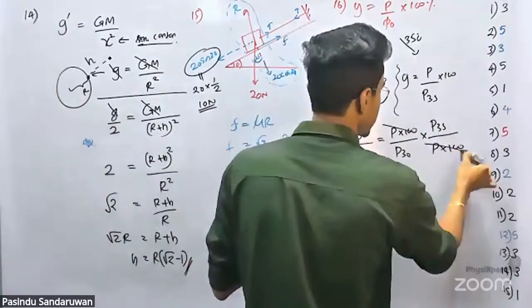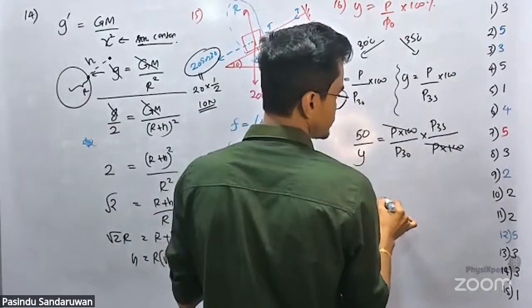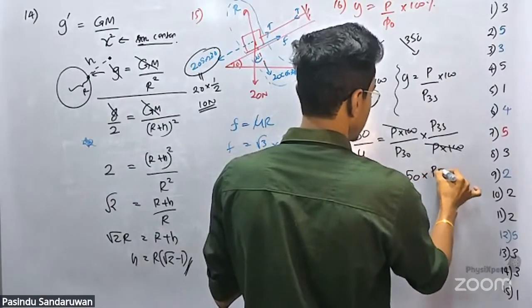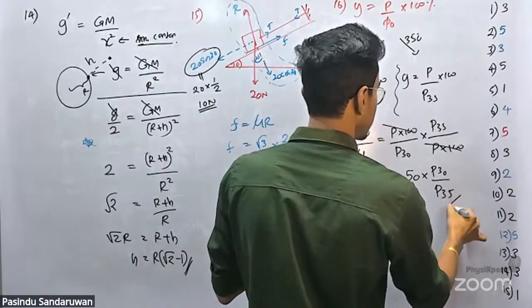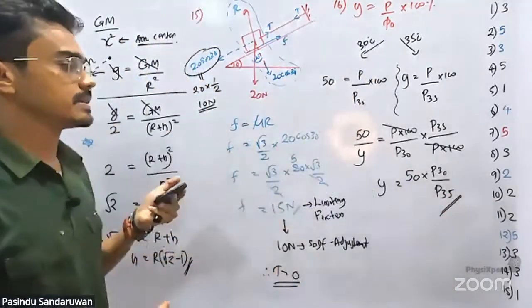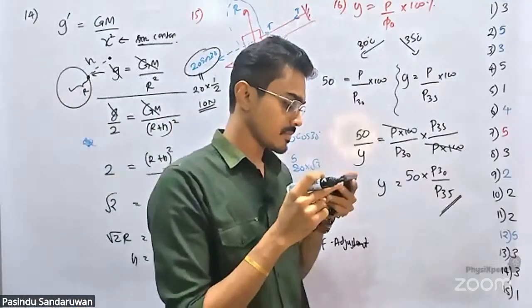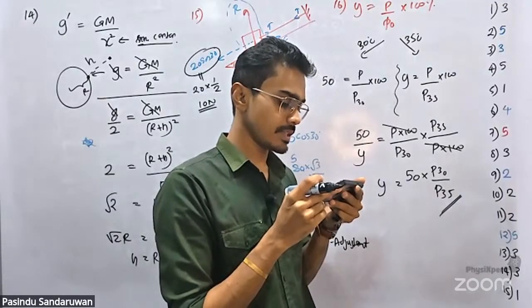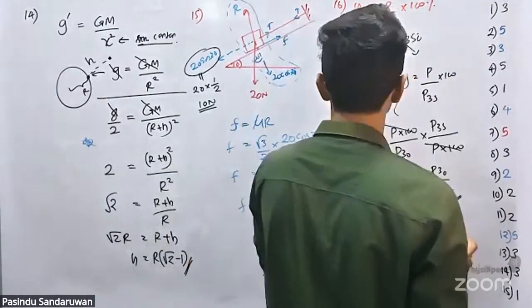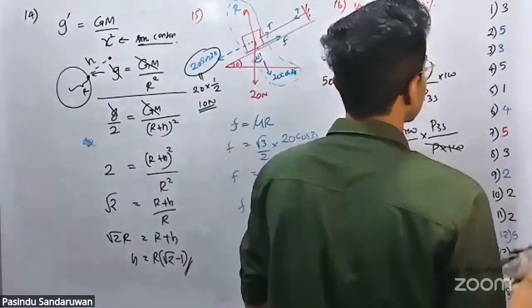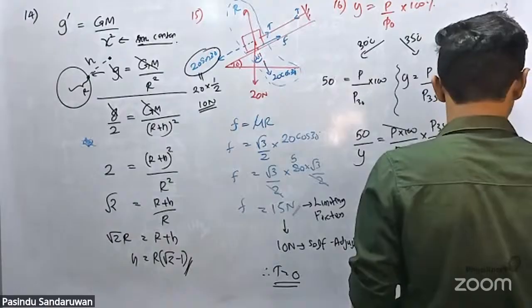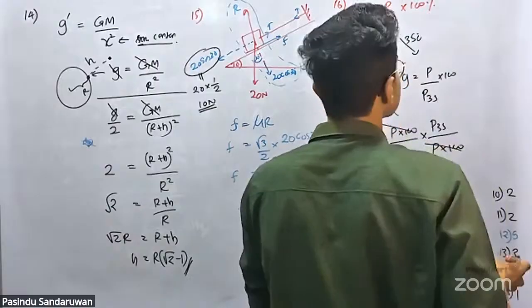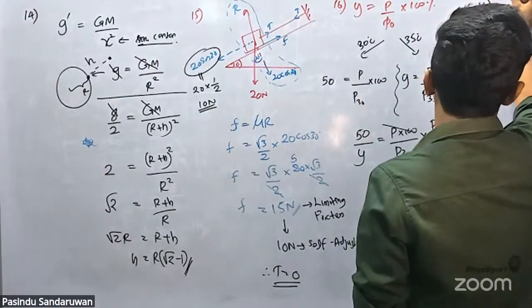P times 100 and P times 100 cancel. I need Y. So Y equals 50 times P30 over P35. Answer 3. For 16, answer 3.